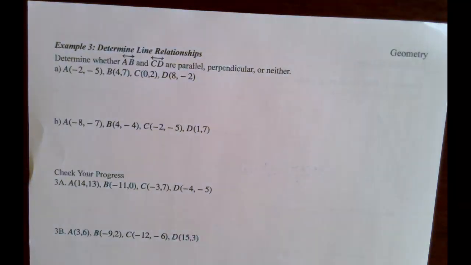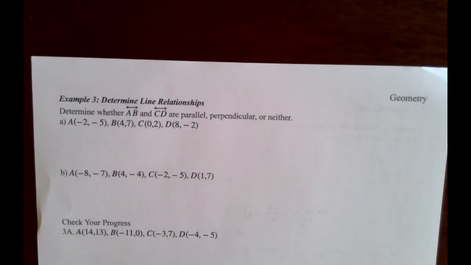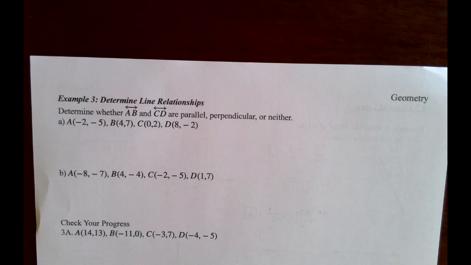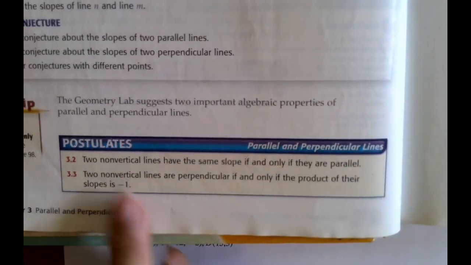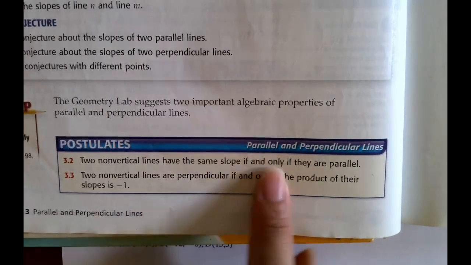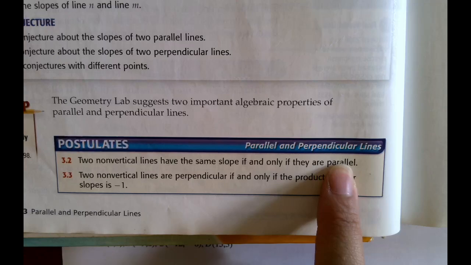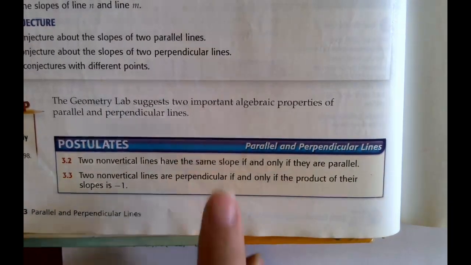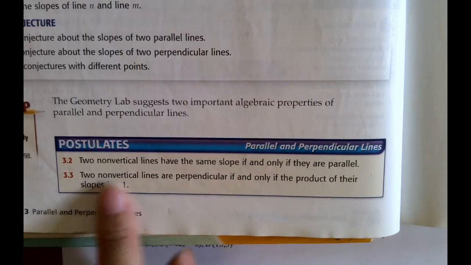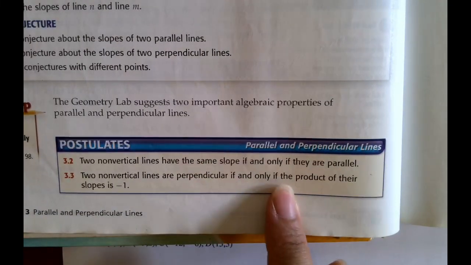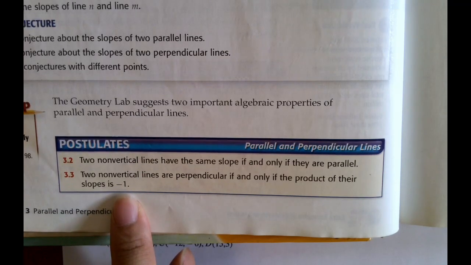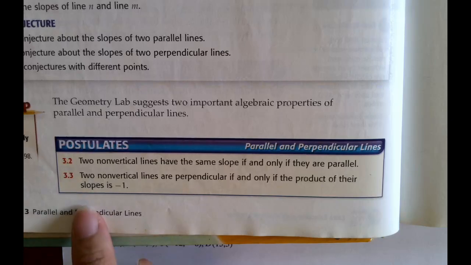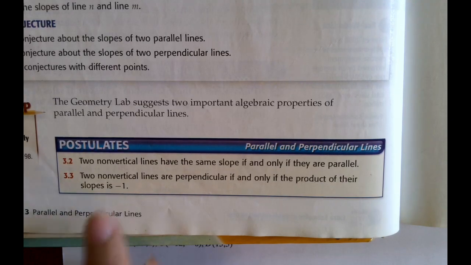Okay, so the next thing is on parallel, perpendicular, or neither lines. Okay? So here, so what we know, two non-vertical lines have the same slope if and only if they are parallel. So what it's telling you is parallel lines have the same slope. Okay? Two non-vertical lines are perpendicular if and only if the product of their slopes is -1. Or another way to think about it is that perpendicular lines have what we call opposite reciprocal or negative reciprocal slopes.